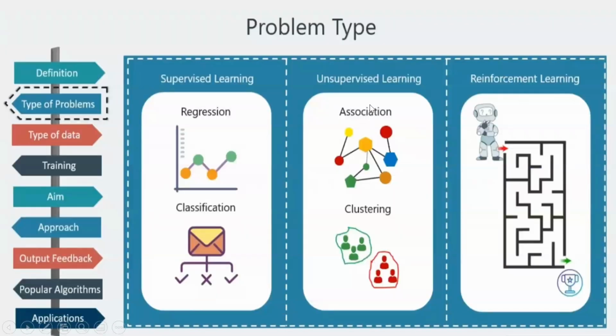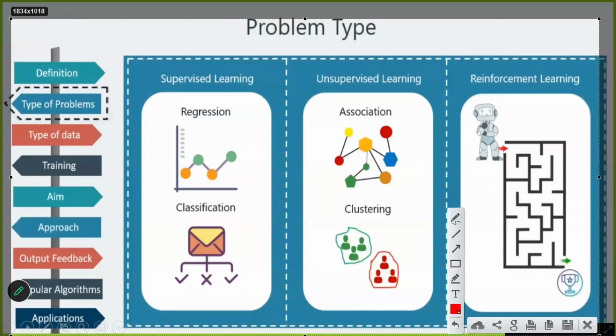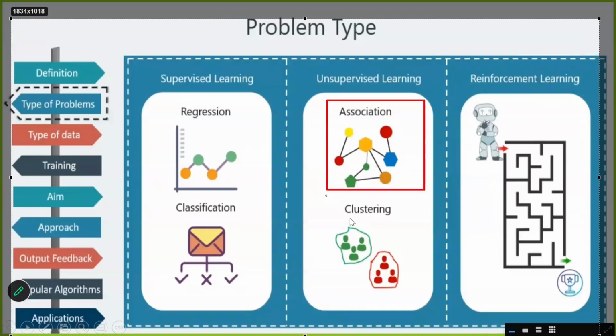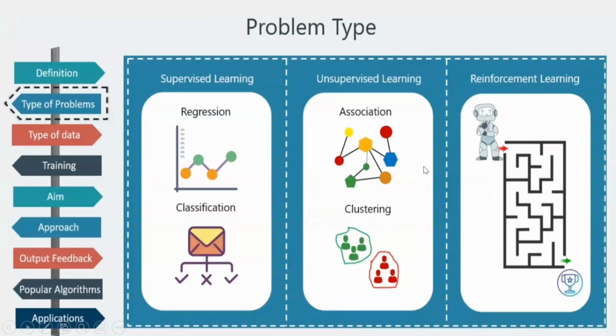Now let us see unsupervised learning. What is unsupervised learning and what type of problems does it deal with? If you see here on the screen, unsupervised learning deals with two types of problems: one is association and another is clustering. So now let us try to understand what is association and what is clustering, guys.